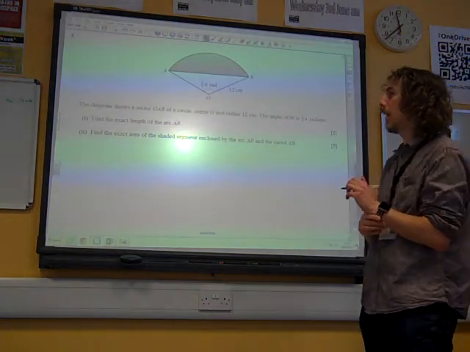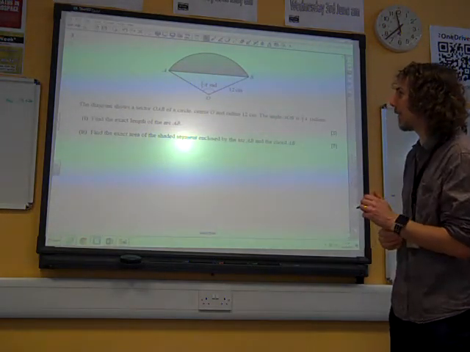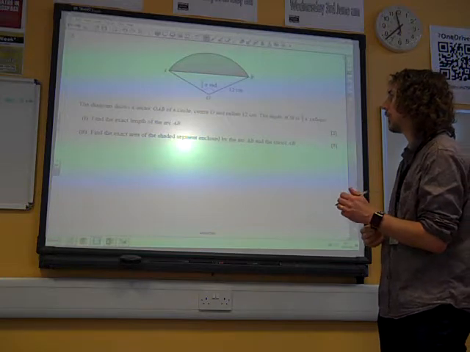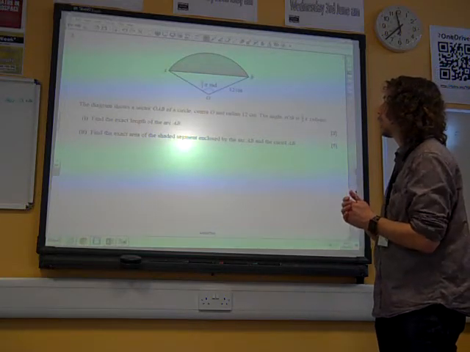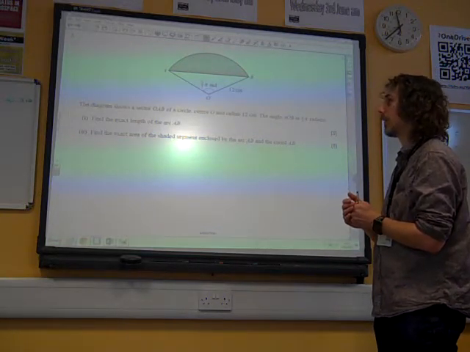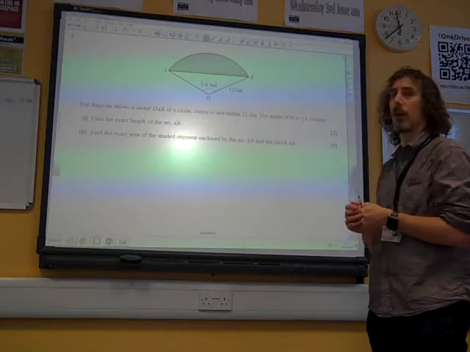Question 3. The diagram shows a sector OAB of a circle, centre O, radius 12. The angle AOB is 2/3 of pi radians. Find the exact length of the arc AB.